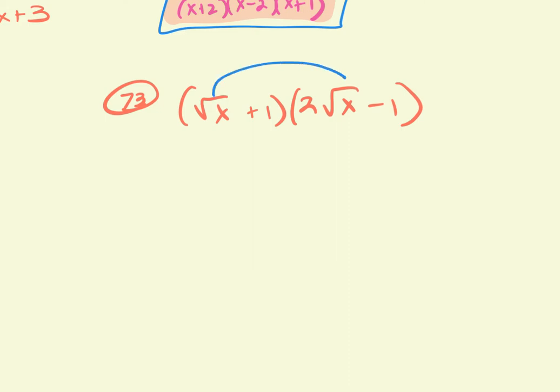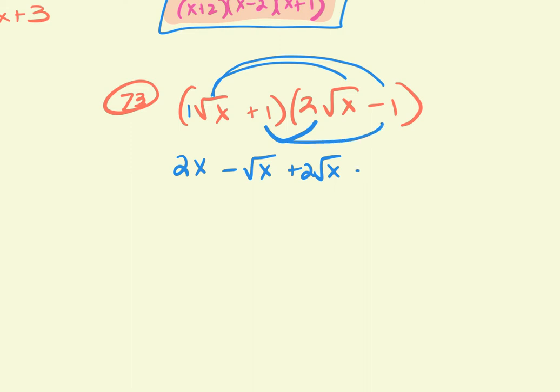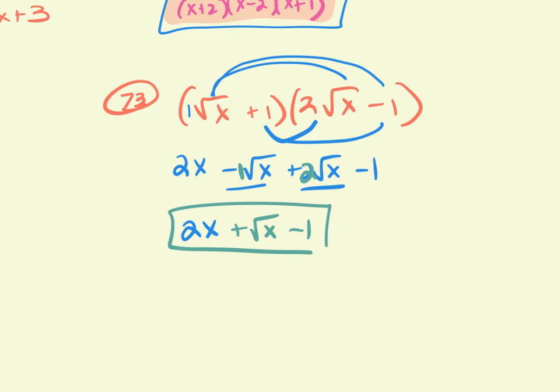So square root of x times square root of x would just be x. And then obviously 1 times 2 is 2. Square root of x times negative 1 is minus square root x. 1 times 2 square root x would be positive 2 square root x. And 1 times negative 1 is negative 1. And then these are like terms. So I get 2x. I add a negative 1 and a positive 2, and I get positive 1 square root x minus 1. So the odds are on, that's why they're not on there.